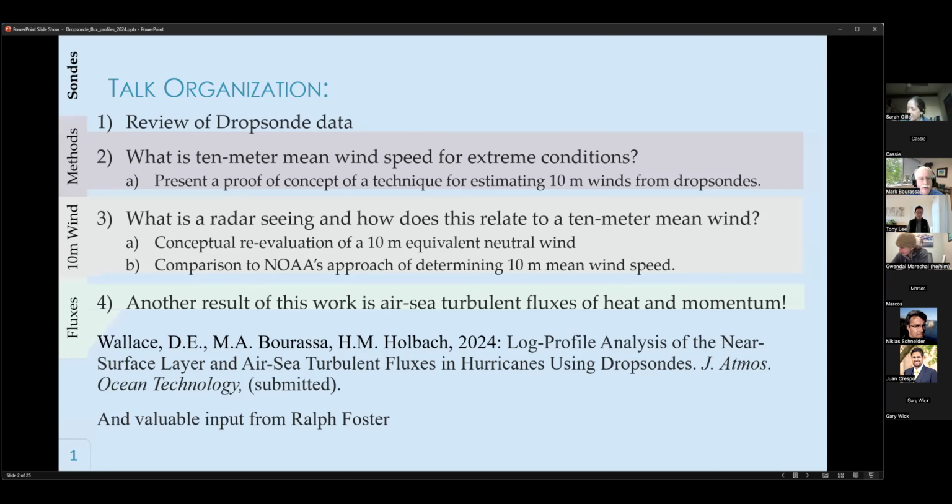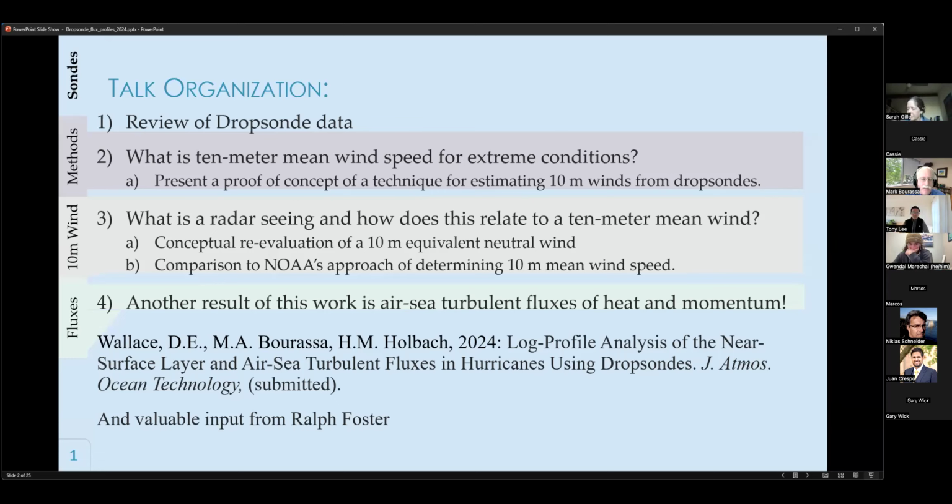So the first part of the talk will be a review of dropsonde data, since most people probably aren't terribly familiar with it. And then we'll go over the methodology for getting that 10-meter wind. This is presented more as a proof of concept than as a final work, but it does work.